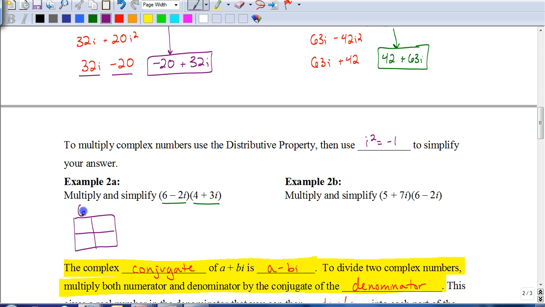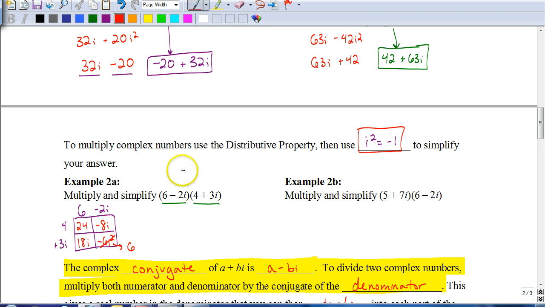So with the window method, I would take 6 minus 2i times 4 plus 3i. The nice thing about using this method is it keeps our numbers organized. And when we go to simplify it, you'll see that something happens here that makes it also easier to use this method. So when I multiply these together, 4 times 6 is 24, and 4 times negative 2 is negative 8i. And here 3i times 6 is 18, so I have 18i, and 3i times negative 2i is negative 6i squared. But remember, i squared is equal to negative 1. So in this box, negative 6 times negative 1 would be a positive 6.